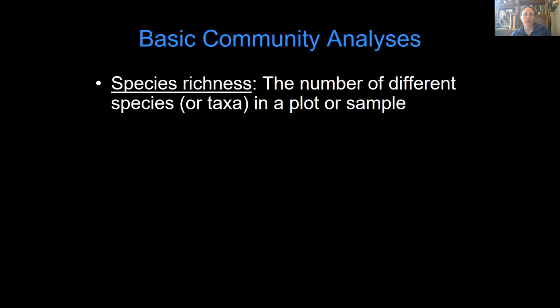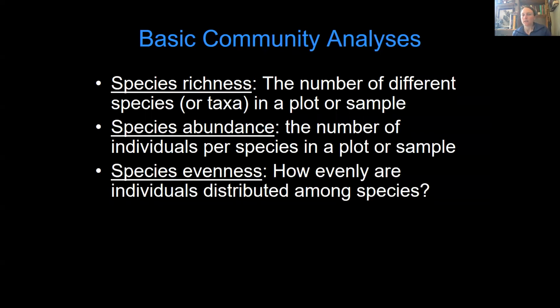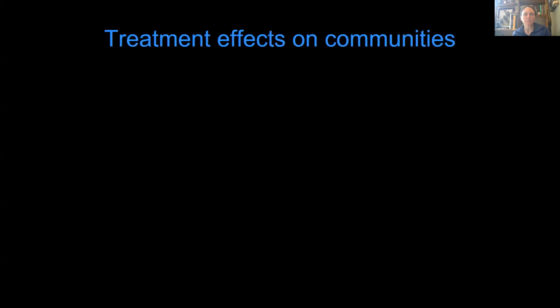All right, so some basic community analyses before we get started. We've talked about some of these already in this program. Species richness. Once you have your data in a community data set, you can calculate things like species richness. You can calculate species abundance, so you can look at a single species at a time. You can look at species evenness, and then you can combine richness and evenness and measure some kind of diversity index. So these are all really great things that you can do as a simple first step for analyzing some community structure.